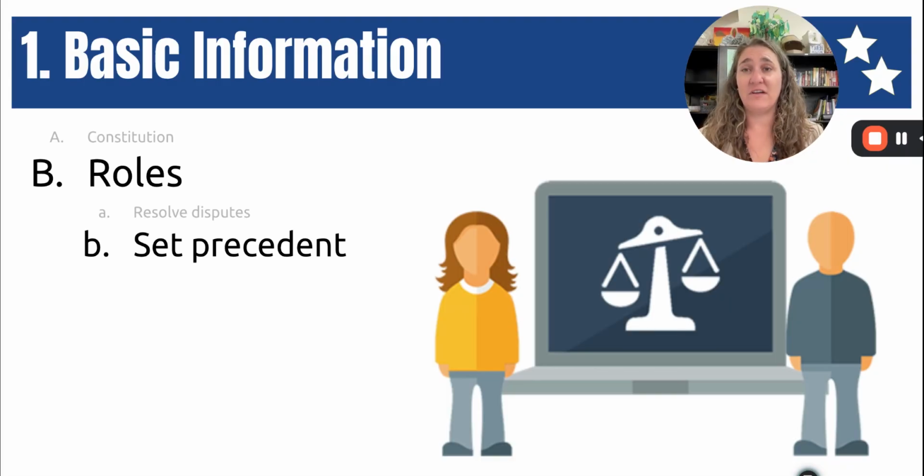The other thing that the federal courts do is they set precedent. This means that the decision is binding on all future situations that are similar. So when a federal court makes a decision, all future situations look back to that decision as kind of evidence of how to decide a case, right? So future cases can use the decision to decide outcomes.